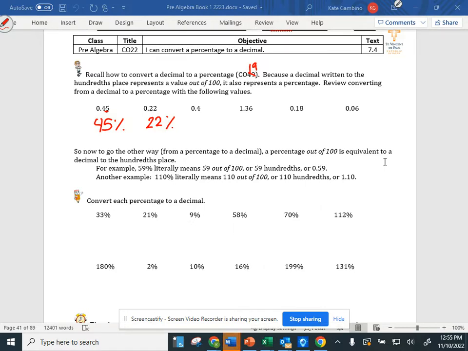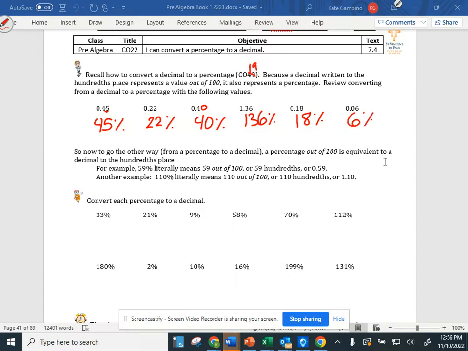hundredths. What about 4/10? Mario? 40%. Because in order to go to the percentage, we need to go out to that hundredth place. So 40%. 1 and 36 hundredths. Audrey? 136%. 18 hundredths. Alexis? 18%. And 6 hundredths. Tegan? 6%.